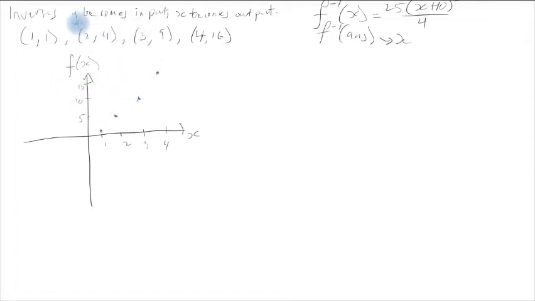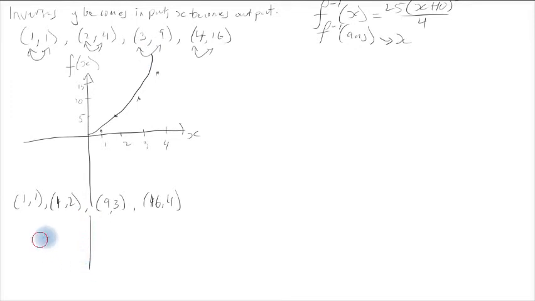Now, if y becomes the input and x becomes the output, all that's happening is our x's and y's are swapping. So we can just list those points again and do a new graph if we want to. So this first point becomes 1, 1, so no change. Second point becomes 4, 2. Third point becomes 9, 3. And fourth point becomes 16, 4.